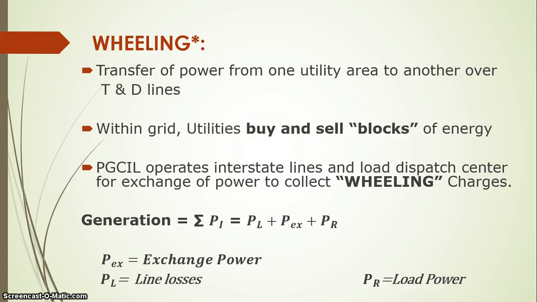After that, we have seen what is wheeling. So wheeling is the transfer of a bulk of energy or a block of energy from one utility area to another. It means it's just a kind of buying and selling of a block of energy between two utilities, where the interstate transmission lines operated by PGCIL are used to transfer the electrical power, and in this way PGCIL collects a wheeling charge to wheel this block of energy from seller to buyer.